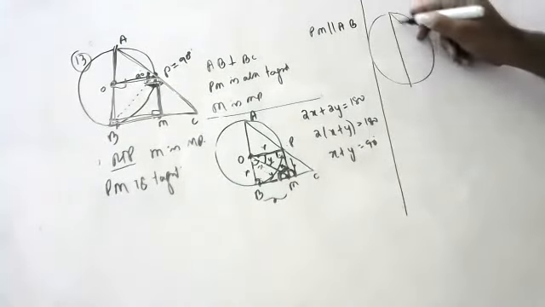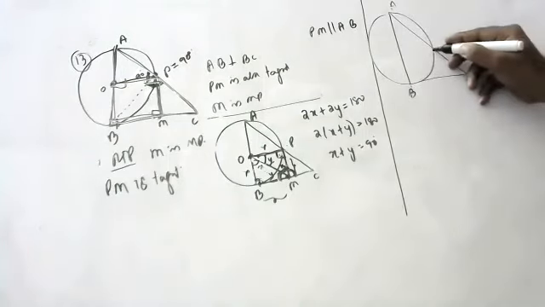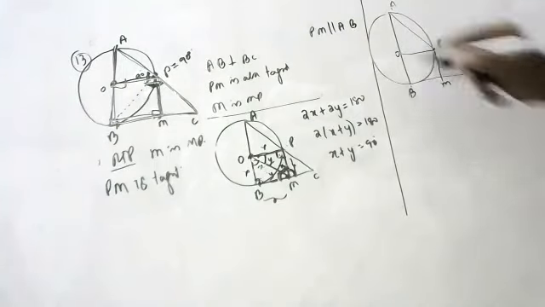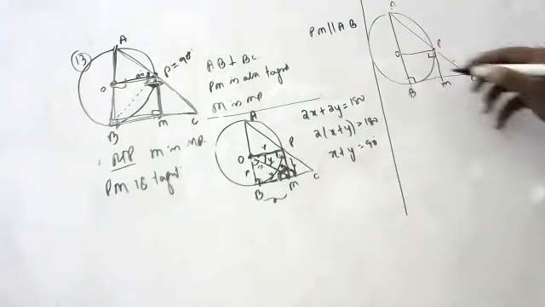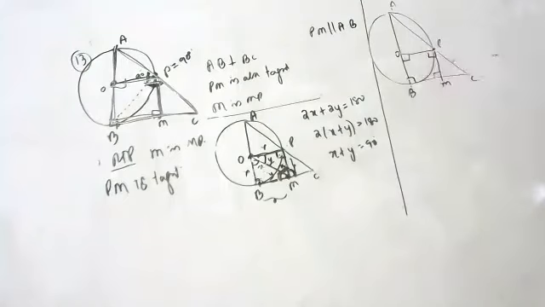Children, see here. This is given like this. This is A, this is B, this is P, this is M, this is C, and here also one center. This is 90, this is 90, we know, children. And this is also 90, we have shown here, children. If this is 90, this is also 90, children.